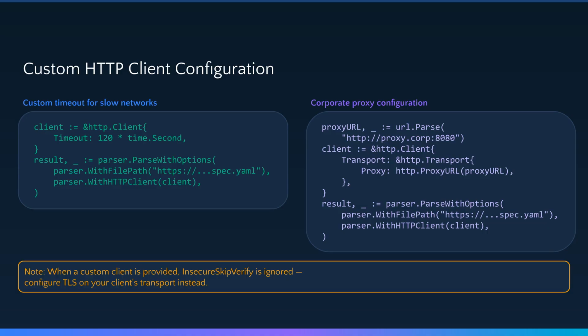Custom HTTP client configuration. When fetching specs from URLs, you can provide a custom HTTP client for advanced scenarios. This is important in enterprise environments, where you might need to go through a proxy, use client certificates, or configure custom timeouts for slow internal networks. The key design decision here is that when you provide your own client, oastools doesn't modify it. The InsecureSkipVerify option is ignored because you should configure TLS settings directly on your client's transport. This prevents surprising behavior where oastools might alter your carefully configured client.